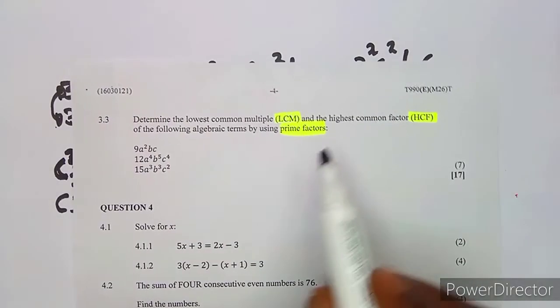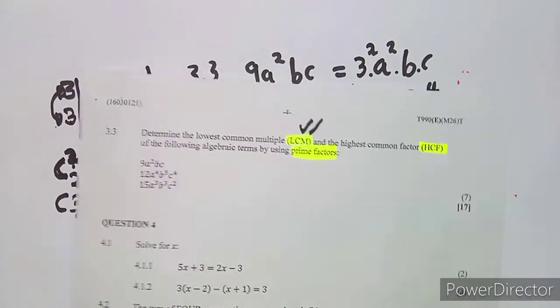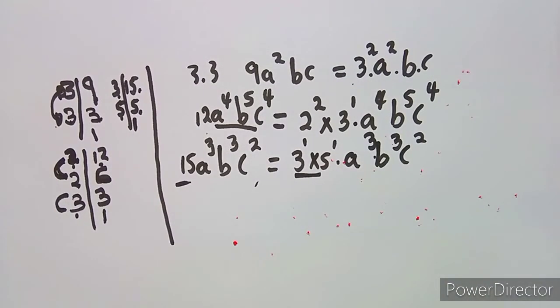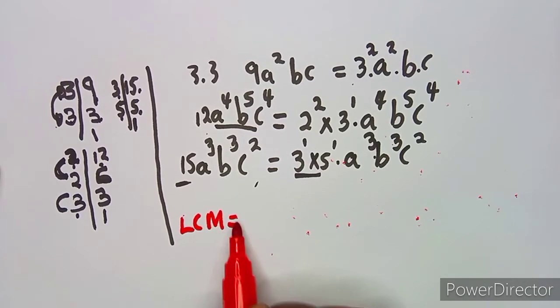So now what is going to be the LCM? Because that is the question. All right, so starting with the LCM, remember the LCM, which is the lowest common multiple. You take all the terms which are present, all the terms which are present.